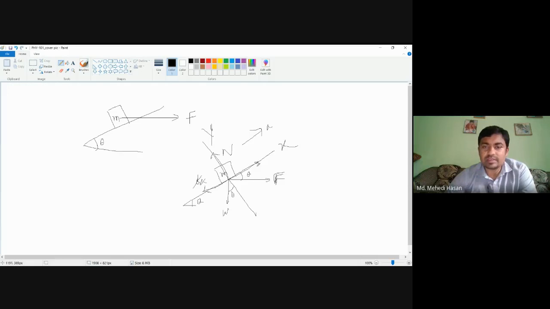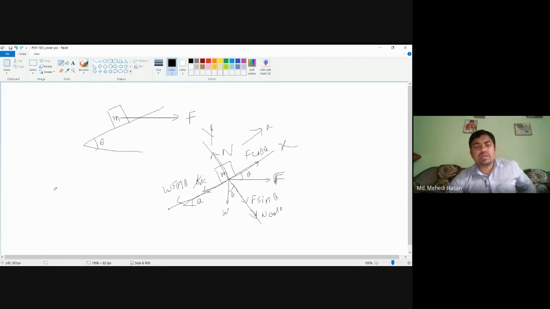So along the x-axis is F cos theta, along the negative y-axis is F sin theta, and for weight, the components are in the third quadrant, which is W cos theta downward, and along the negative x-axis, which is W sin theta. So this is the complete free body diagram.